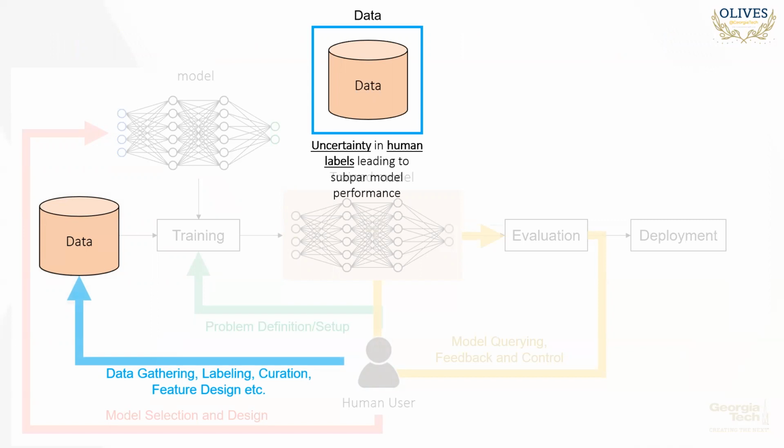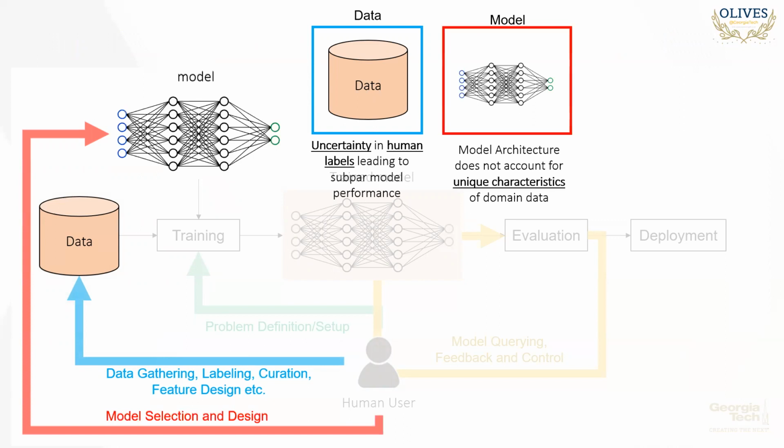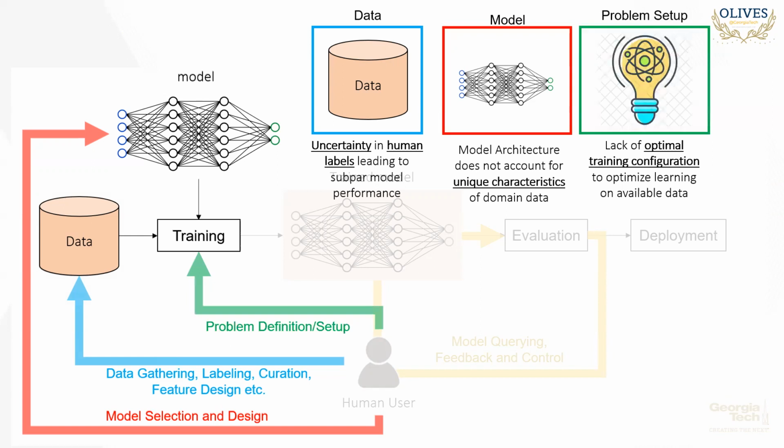with the data set is that there is uncertainty in the human labels. If it is not accounted for, it leads to subpar model performance. So that's one of the problems that is associated with the data component. What about the model architecture component? Many times the model architecture does not account for the unique characteristics of the domain data. So that is another problem that is associated with that specific branch in this paradigm.